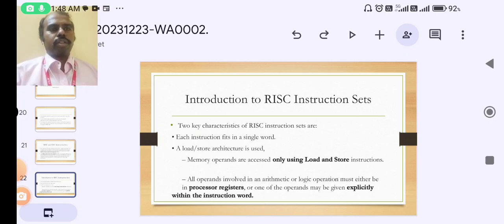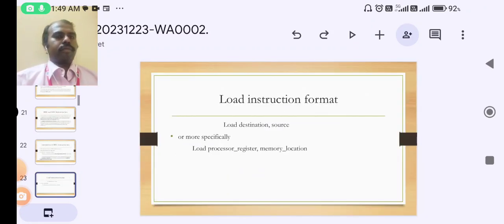Next is the introduction to the RISC instruction set. There are two key characteristics of the instruction set. Each instruction fits in a single word. Second, a load store architecture is used. That means generally we use load or store to process the data. The load instruction format is load destination comma source, that is, processor register comma memory location.